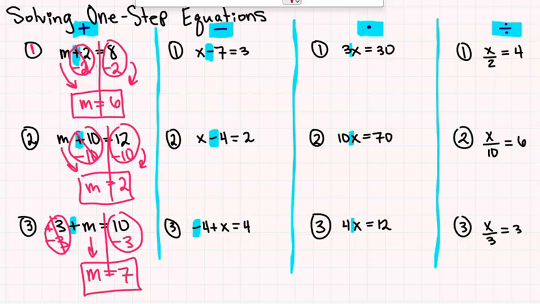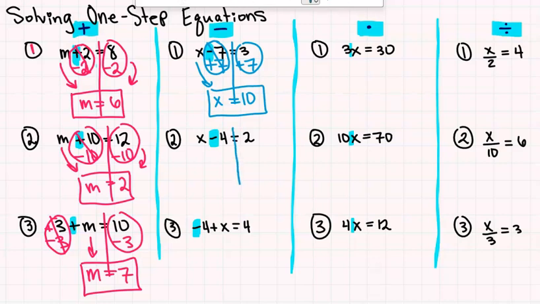Now let's look at the second column. I notice that I have subtraction here, and the opposite of subtraction is addition. So I'm going to add 7 to both sides. That way, it disappears from the left, it cancels. I bring down my variable, and on the right side, 3 plus 7 is 10. X is now by itself, so I'm done solving.